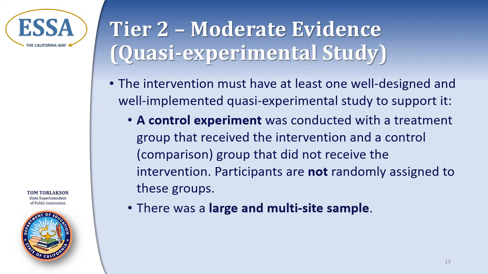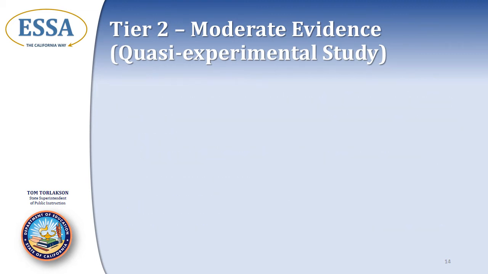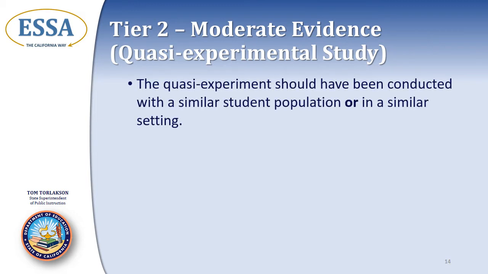Participants are not randomly assigned to these groups. The quasi-experiment must have featured a large and multi-site sample, and the intervention must have shown a statistically significant and positive effect on the outcome. Here again, relevance is important to consider. The quasi-experiment should have been conducted with a similar student population or in a similar setting.